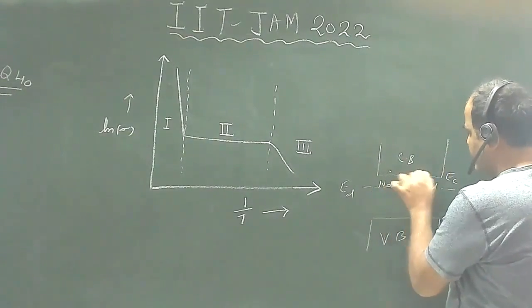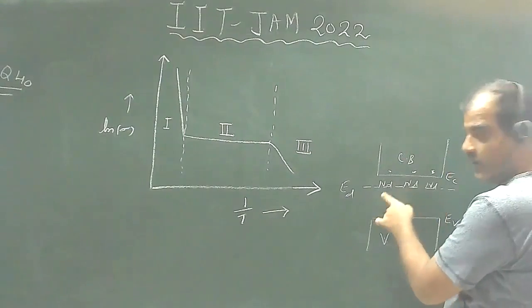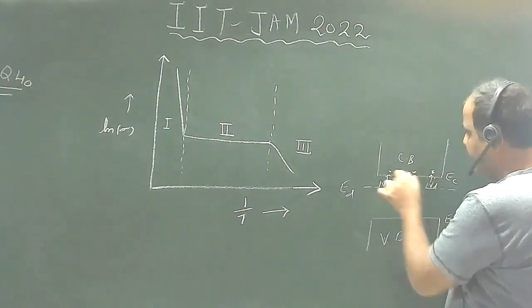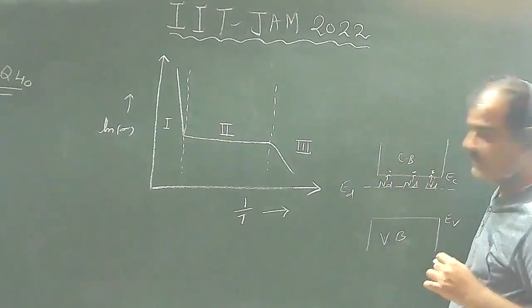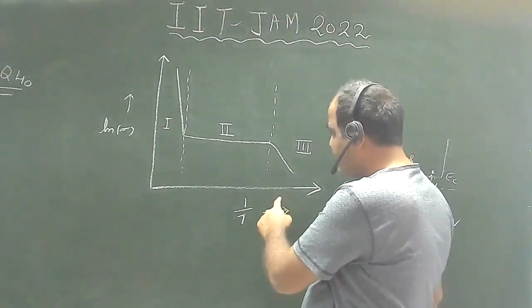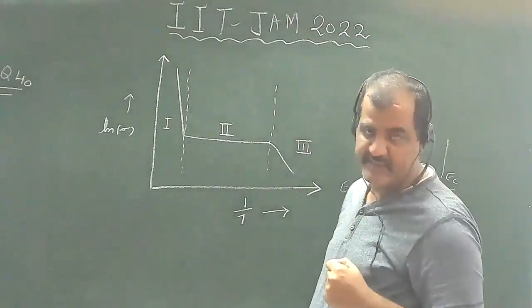Suppose we have 3 donor atoms. All the 3 donor atoms will get ionized, and the electrons will reach the conduction band, so it will give enhancement in the conductivity. So as you decrease the temperature, conductivity will increase.